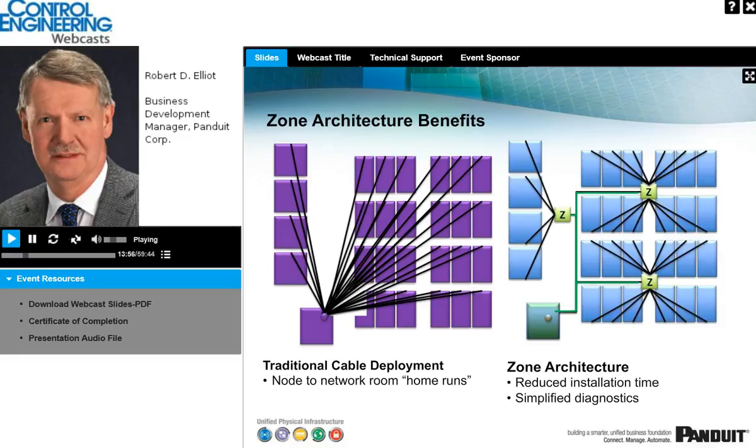shown on the right-hand side, which is to use pathways carrying common data cables, perhaps then to a zone enclosure, marked in this figure with Z, and then shorter cabling runs from the zone enclosure to those different machines. It reduces installation time, for example. It's easier actually to future-proof that design as well.